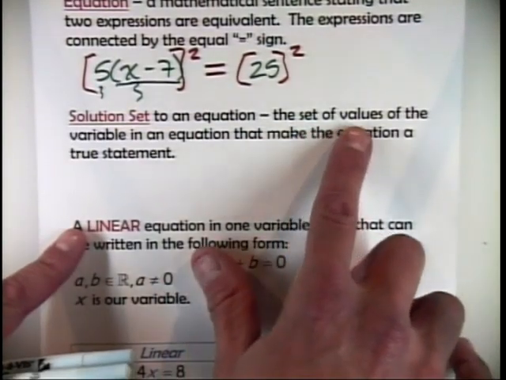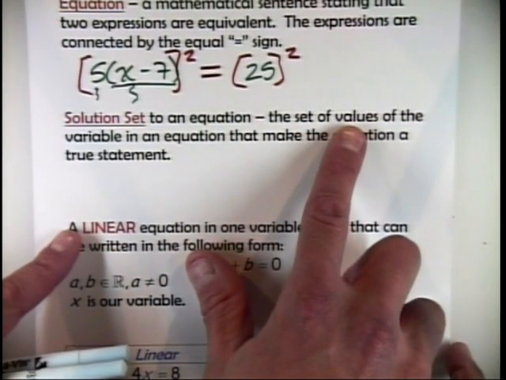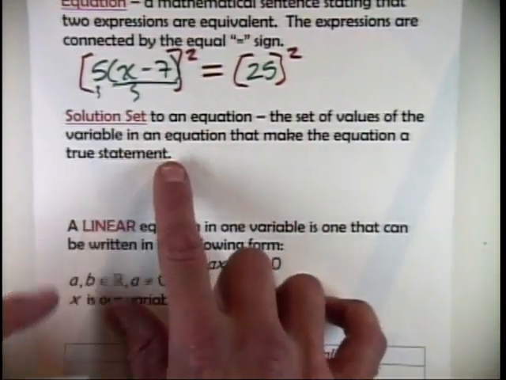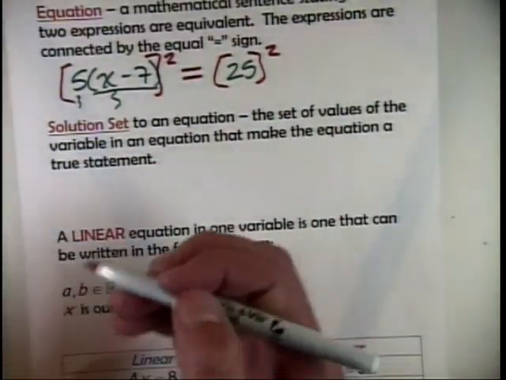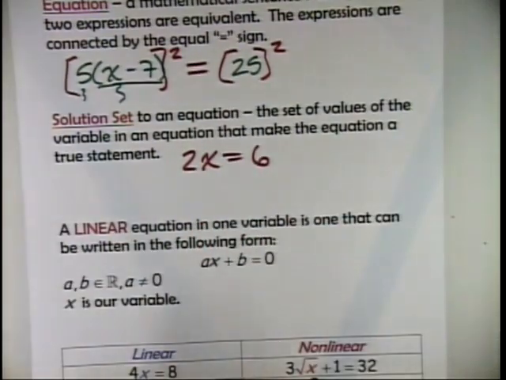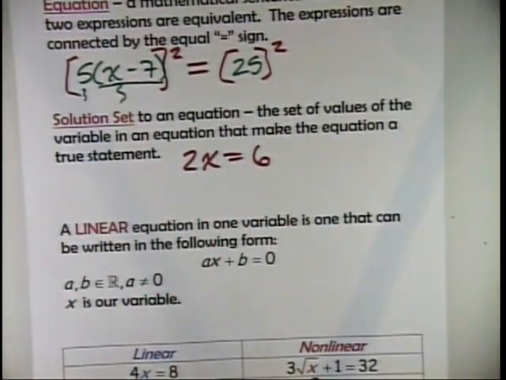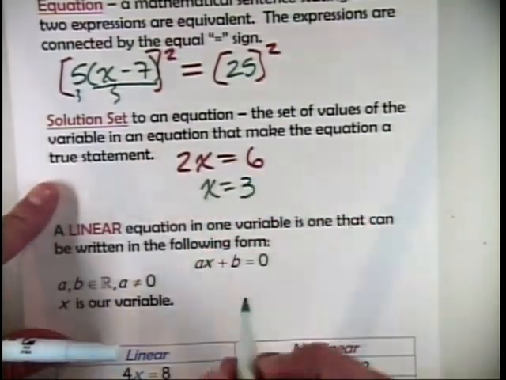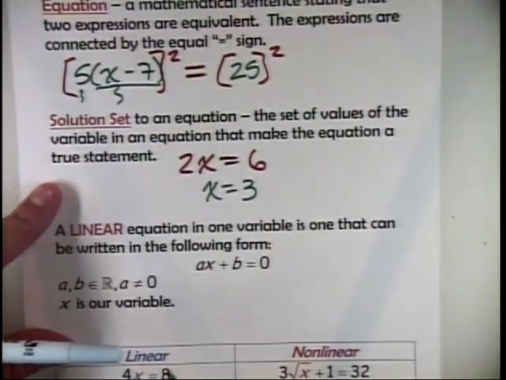It's the set of values, or the value, it could be just one, of the variable in an equation that make the equation a true statement. For example, in this equation, 2x equals 6. Can you think of a number that when you multiply by 2 will equal 6? Well, yes, the answer is x equals 3. So 3 is the only solution to this.